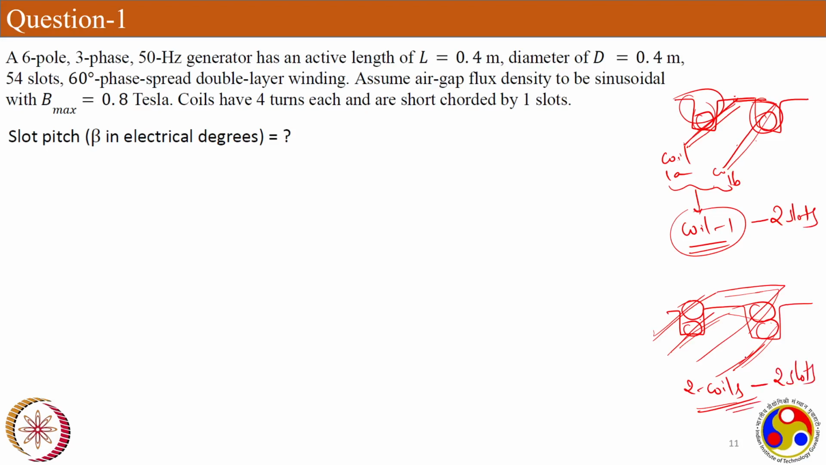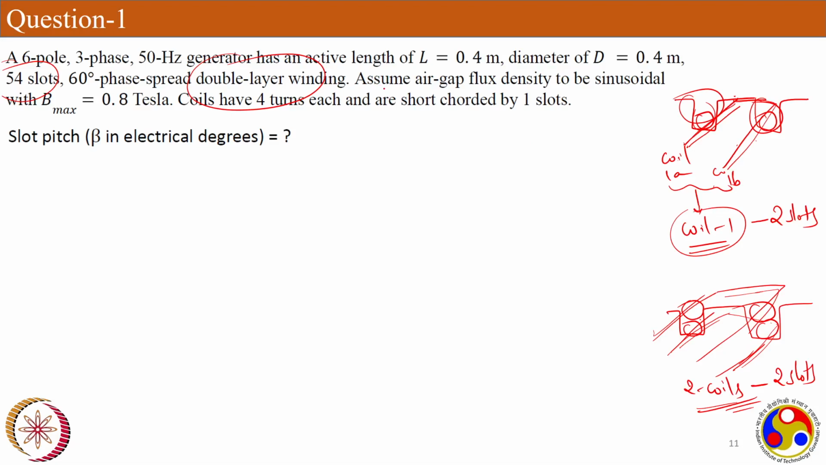So what you have to remember is if it's a double layer winding, the number of coils is equal to the number of slots. Here we have a double layer winding and they gave 54 slots. So how many coils do we have? 54 coils. That's it.